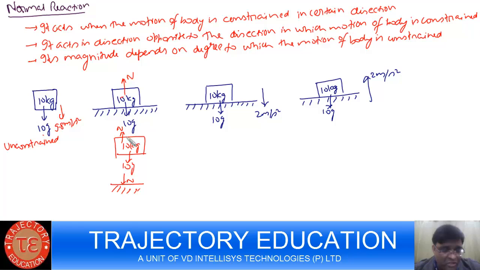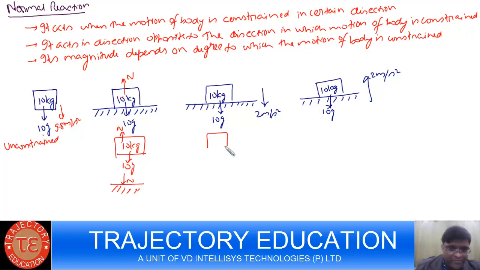Why? Because there is a normal reaction. Its motion is constrained in downward direction. And who is constraining the motion? Motion is constrained by the surface, the floor. Floor is exerting a normal reaction N in upward direction. That's the reason why this 10 kg mass is at rest. N is balancing 10g. As a reaction, 10 kg will also exert a normal reaction N on the surface.